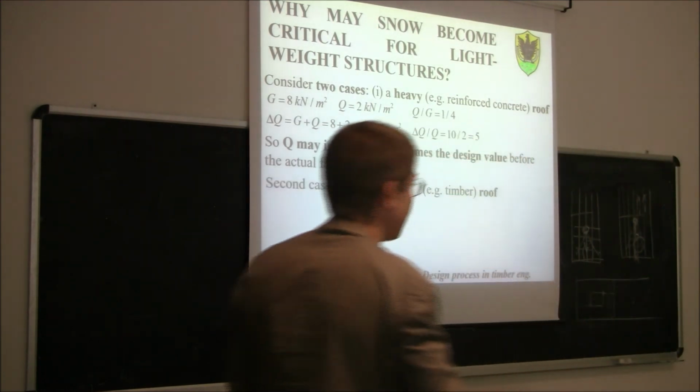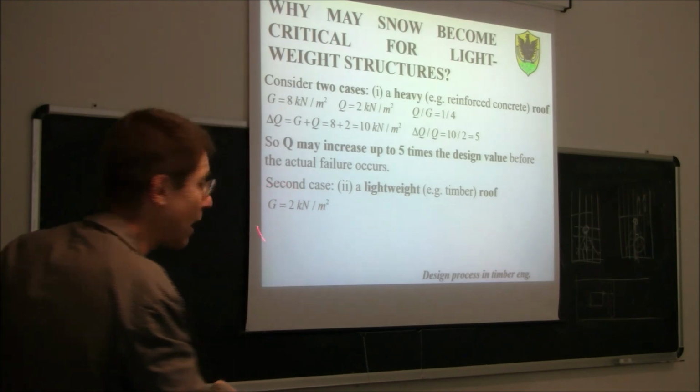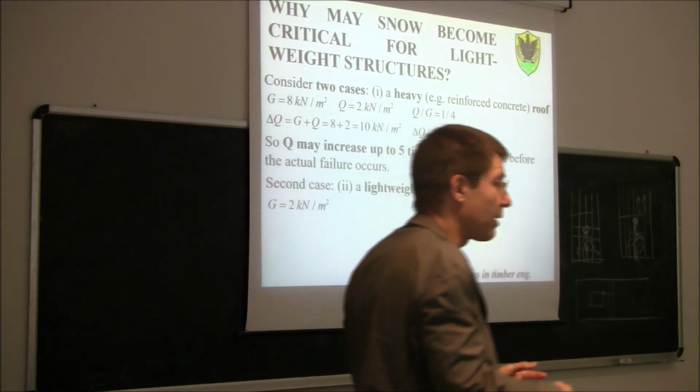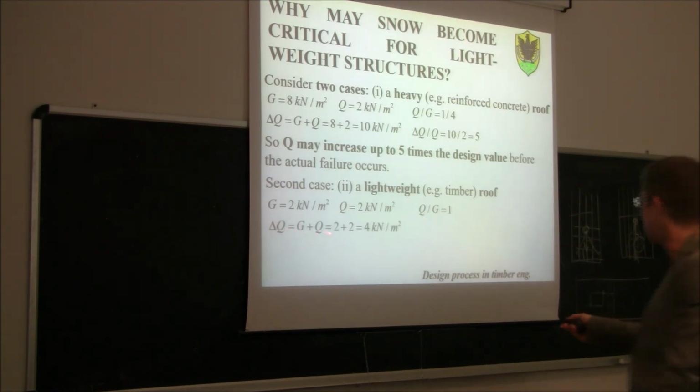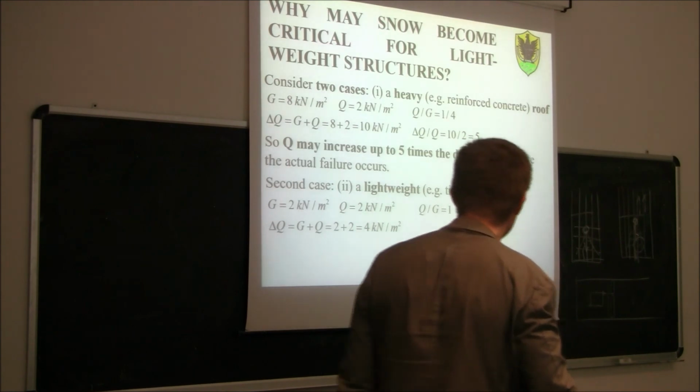Consider now a lightweight timber roof. In this case, in a lightweight timber roof, the self-weight of the structure is more or less the same as the weight of the variable action. So self-weight of the structure can be sometimes even lower. Let's say 2, and the snow load 2. So this time Q over G is 1, not 1/4 like before. And delta Q, G plus Q, is 4 kN per square meter.